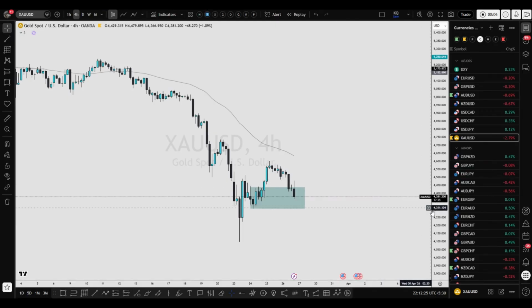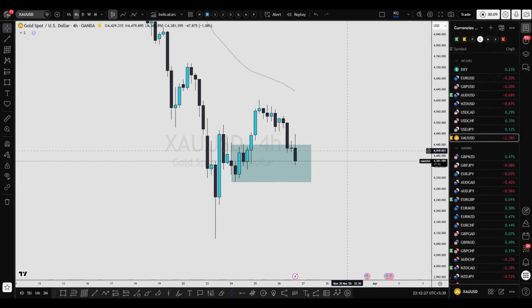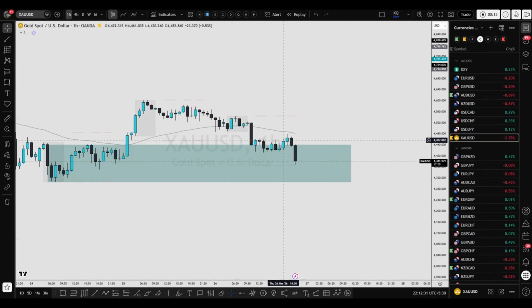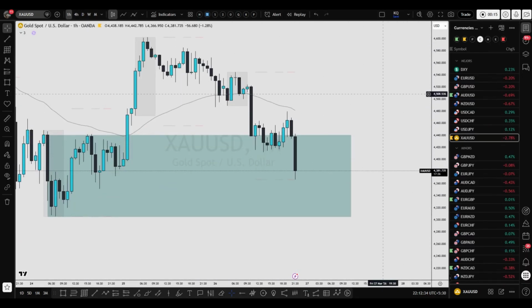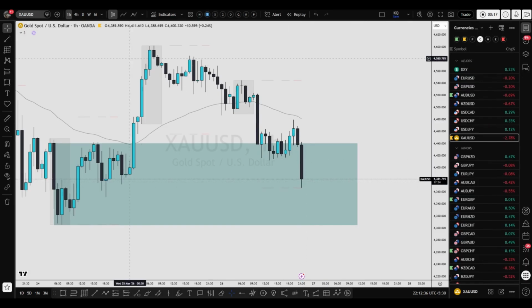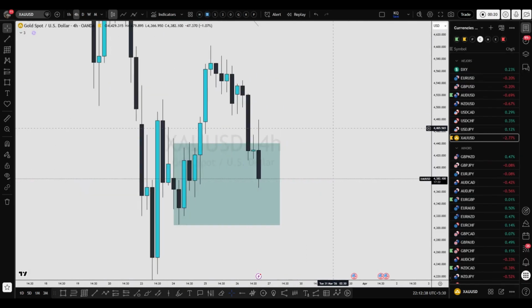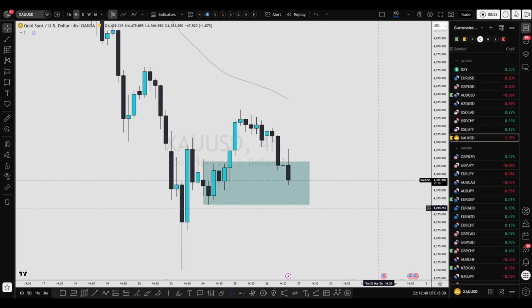I was looking for longs in gold, but I was waiting for a bullish candle closure. But in the last 1 hour, price just completely melted downside, so there is no sense. I'm just gonna wait for a 4 hour candle closure outside this zone, and then I can look for longs.